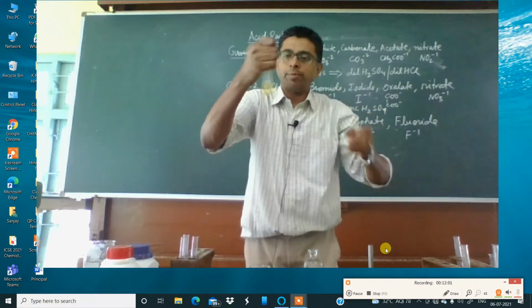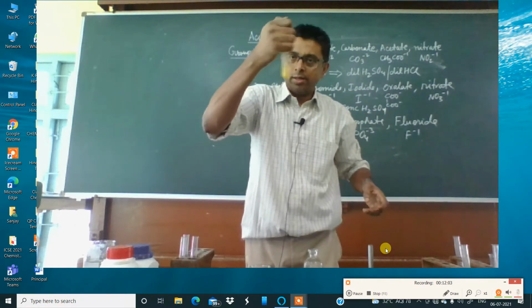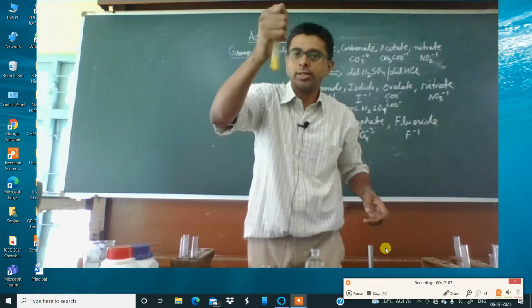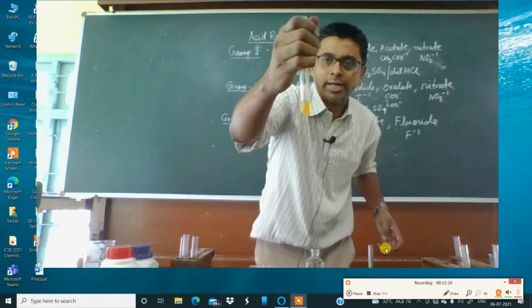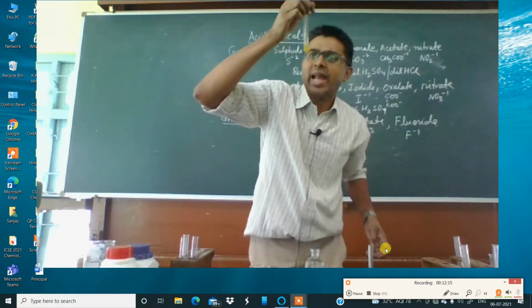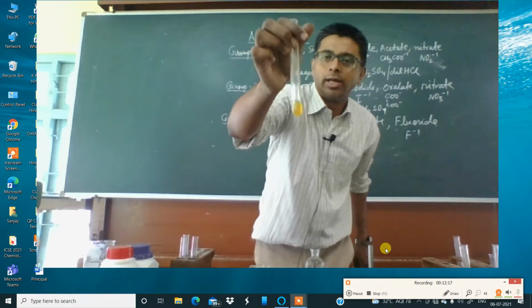I am shaking it properly. It is a yellowish solution. It is still not yet dissolved. The reaction is still happening. Okay, the gas was hydrogen sulfide gas. It is a slightly transparent yellowish colored solution.